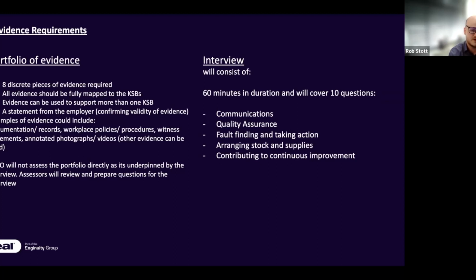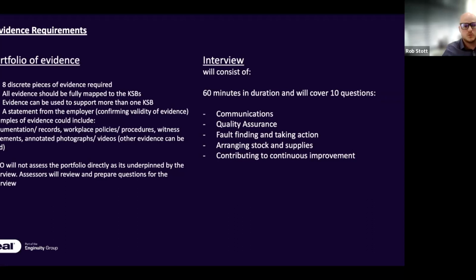Examples of evidence should include, but are not limited to, the following: documentation, records, workplace policies, procedures, witness statements, annotated photographs and videos. Other evidence can be used. An important thing to bear in mind as well is the EPAO will not assess the portfolio of evidence directly. This will be used to underpin the interview. Assessors will review it and prepare questions for the interview. So an important thing there to bear in mind.